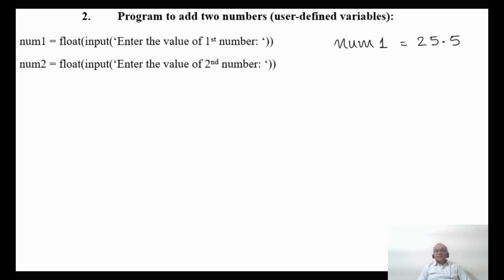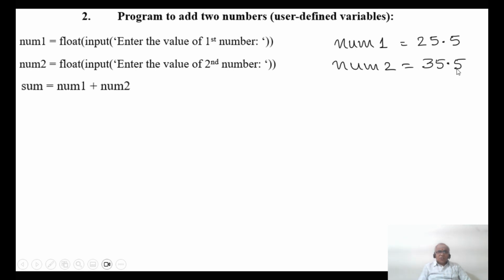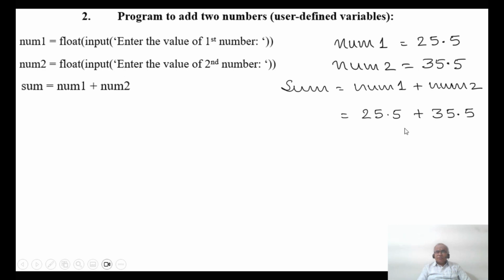So say for example, I am going to consider num1 is equal to 25.5 and num2 is equal to 35.5. So what is sum? Sum is equal to num1 plus num2. So the num1 value is taken as 25.5 and the num2 value is taken as 35.5.